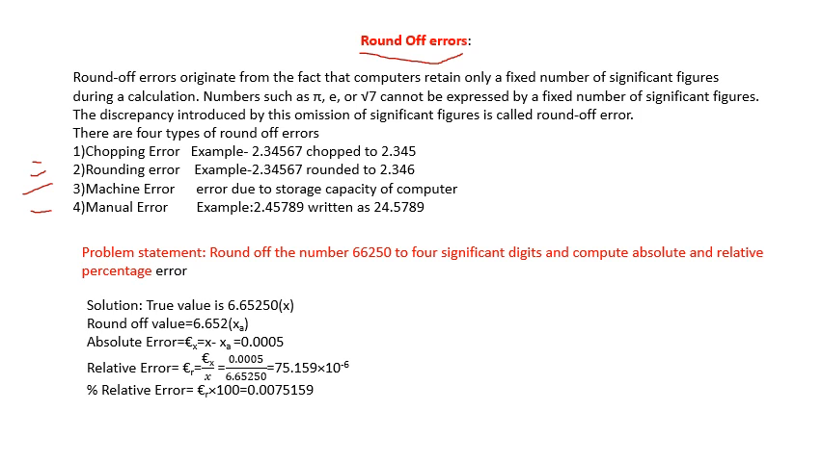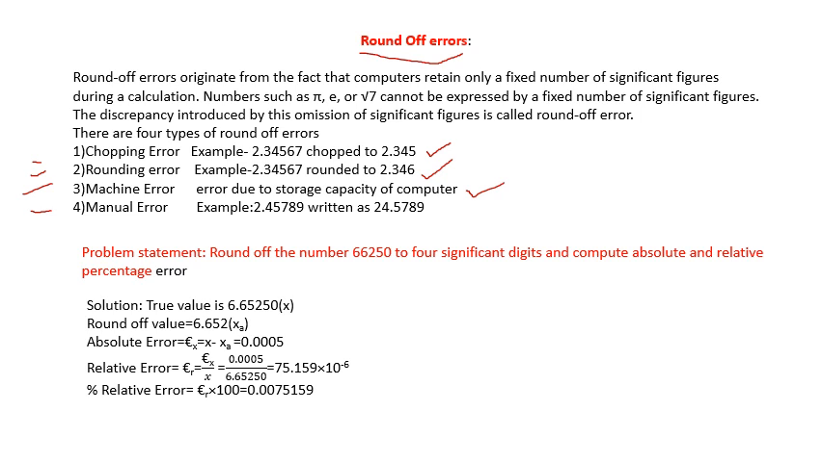Chopping error means, for example, 2.34567 is chopped to 2.345. That is, we have completely neglected the rest of the digits. Then this is called a chopping error. Rounding error is when 2.34567 is rounded up to 2.346. Then machine error is because of the storage capacity of the computer.